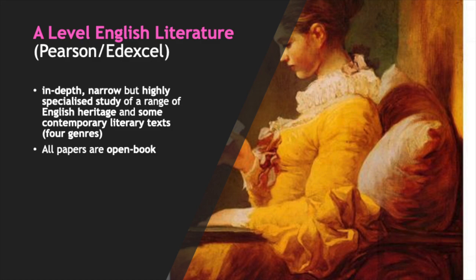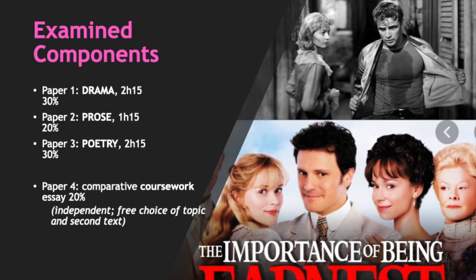In terms of A-level English, this is perhaps our most challenging course. It's an in-depth, narrow, but highly specialized study of a range of English heritage and some contemporary literary texts from different genres. In terms of the examining components, there are 4 papers. There's paper 1, drama. The second paper is prose. Then paper 4 is actually the coursework, which is a comparative essay.